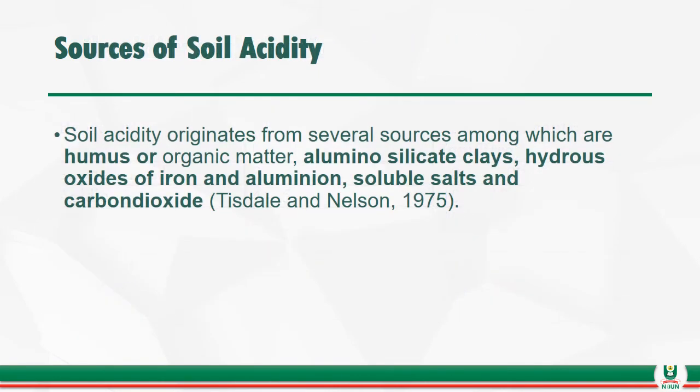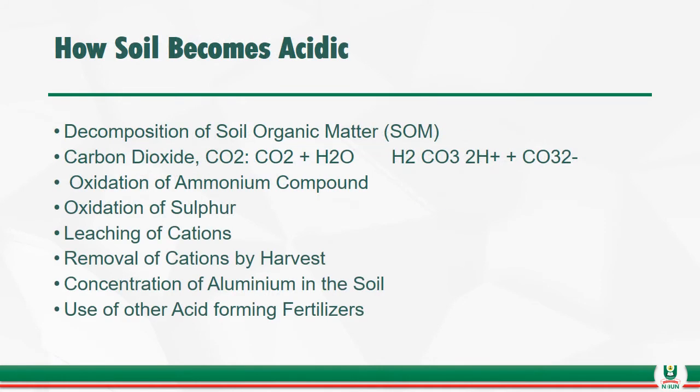What are the sources of acidity in the soil? Soil acidity originates from several sources, among which are humus or organic matter, aluminosilicate clays, hydrous oxide of iron and aluminium, soluble salt, as well as carbon dioxide. How does soil become acidic? They include the following: decomposition of soil organic matter, carbon dioxide, oxidation of ammonium compound, oxidation of sulfur, leaching of cations, removal of cations by harvest, concentration of aluminium in the soil. Use of other acid forming fertilizers can render soil acidic.